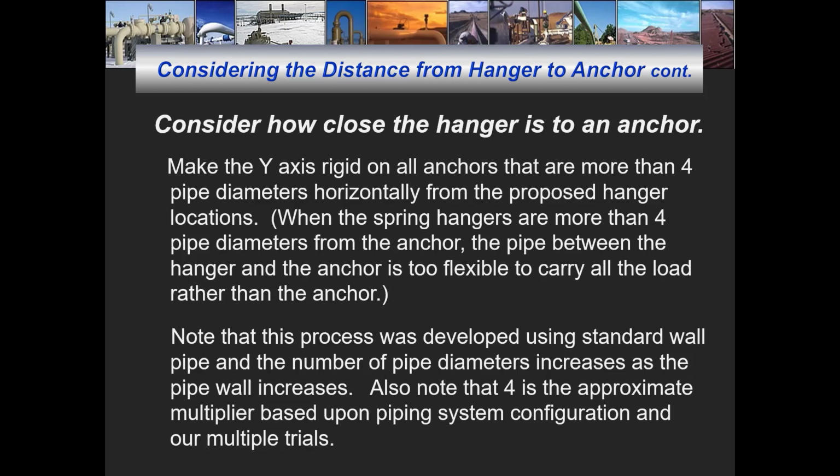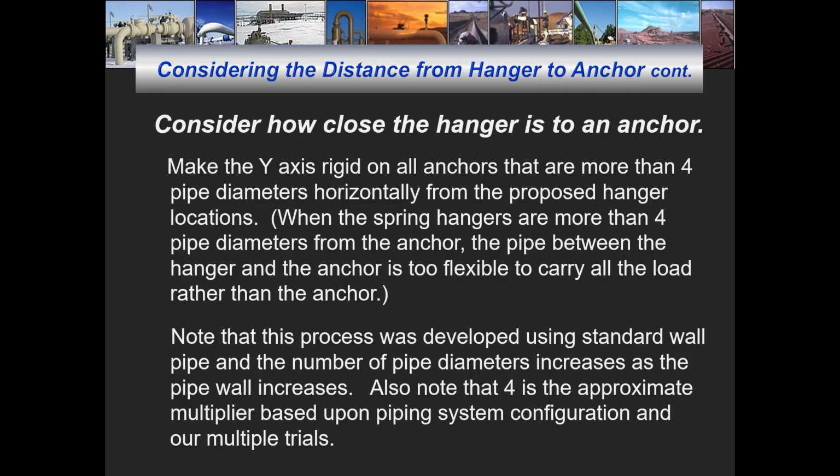So what you're going to do is make the y-axis rigid on all anchors that are more than 4 pipe diameters horizontally from the proposed hangers. When the spring hangers are more than 4 pipe diameters away from the anchor, the pipe between the hanger and the anchor is too flexible to carry all the load, rather than the anchor. So in other words, you need that flexibility of the piping to be between the two.